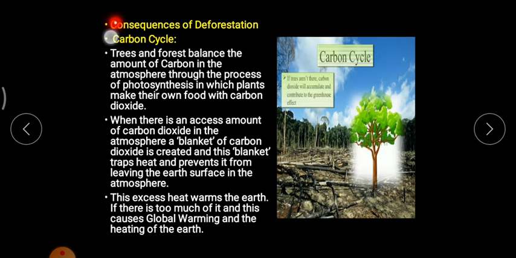Certain consequences of deforestation are, first, the carbon cycle. As we know, trees and the forest balance the amount of carbon in the atmosphere through the process of photosynthesis. When there is an excess amount of carbon dioxide in the atmosphere, a blanket of carbon dioxide is created, and this blanket traps heat and prevents that heat from leaving the earth's surface, so the earth's atmosphere gets warm. The excess heat warms the earth's surface, and it results in global warming, which is harmful for the survival of living creatures.